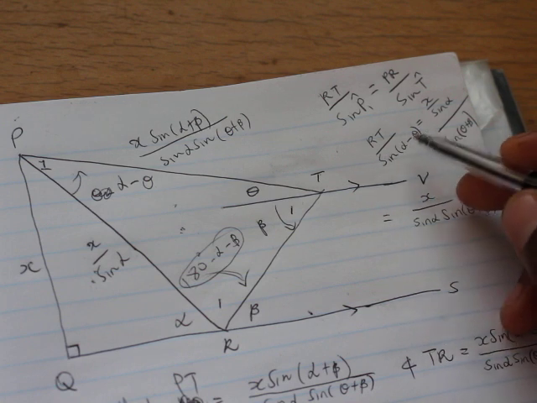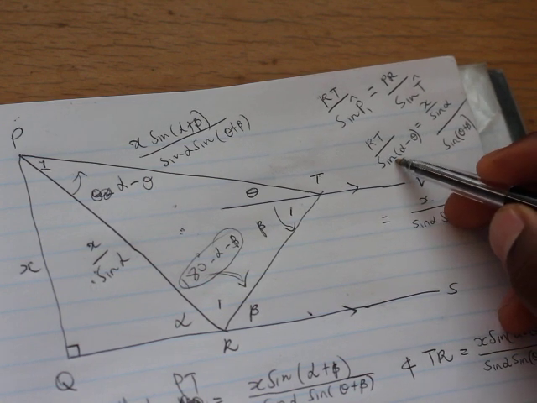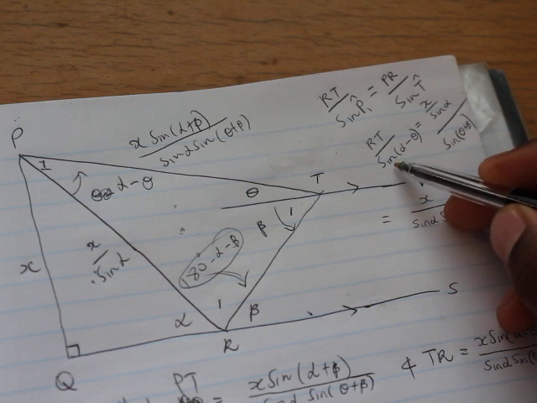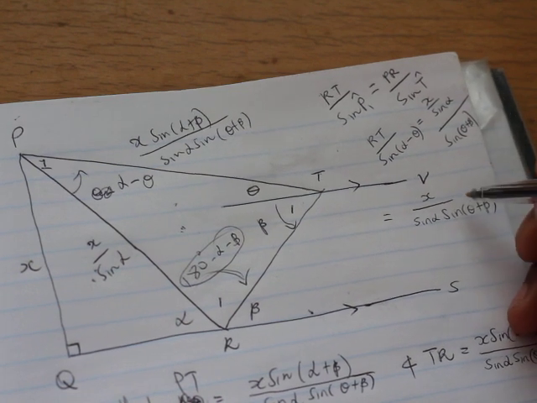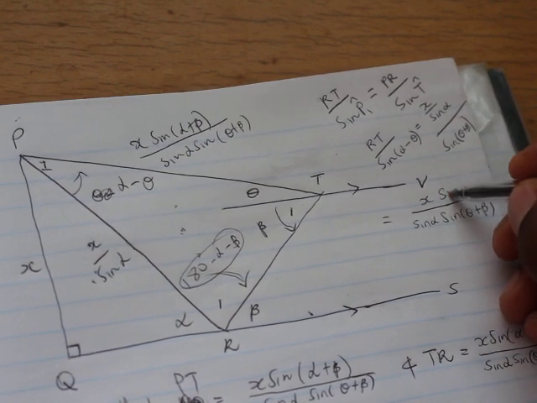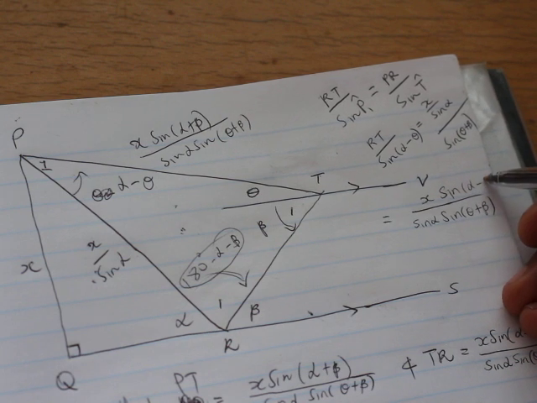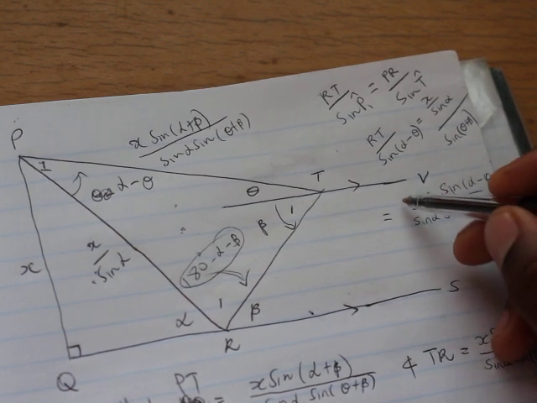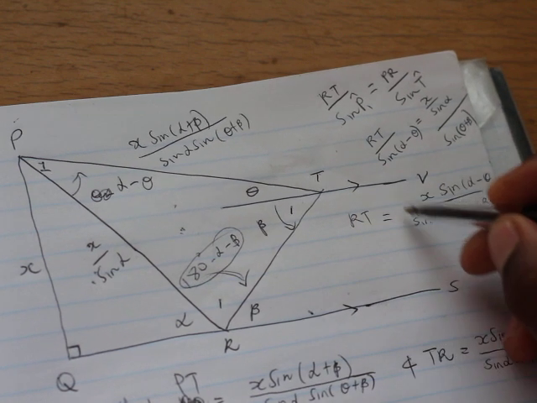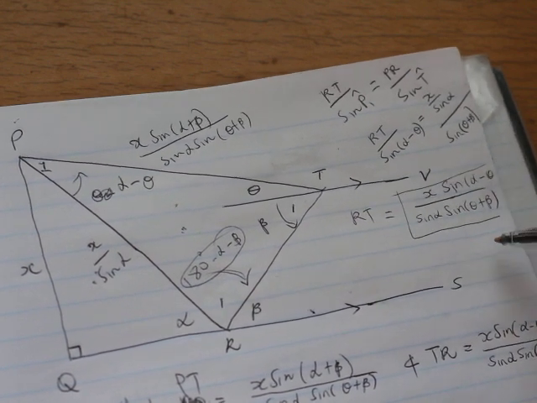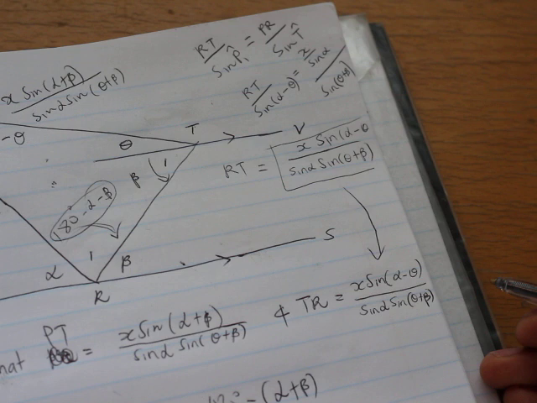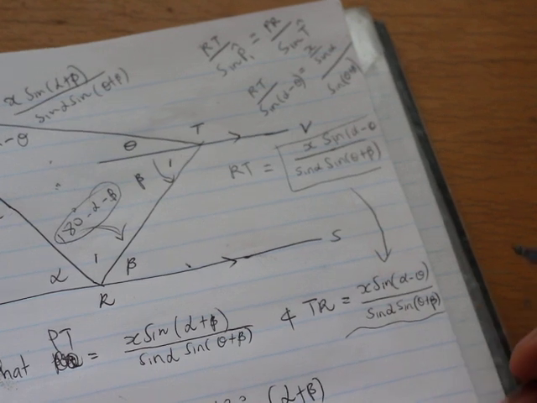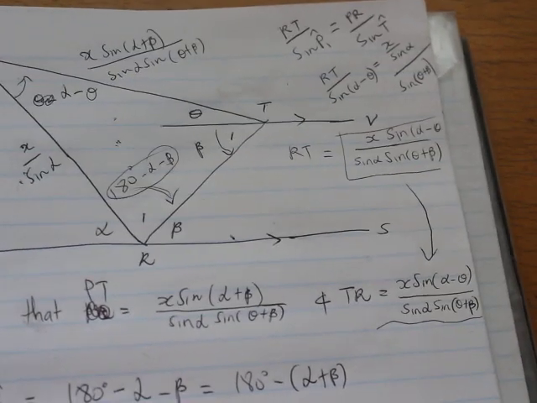Then we need to multiply by what? On the left hand side, we multiply both sides of the equation by the denominator, which is the sine of alpha minus theta. So this is going to become sine of alpha minus theta, and this is our RT. If you check, this should be the same as x sine of alpha minus theta over the sine of alpha sine of theta plus beta. So we have answered the question, ladies and gentlemen. Congratulations to us.